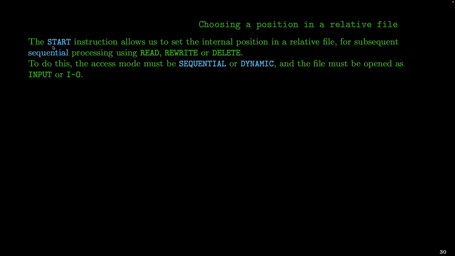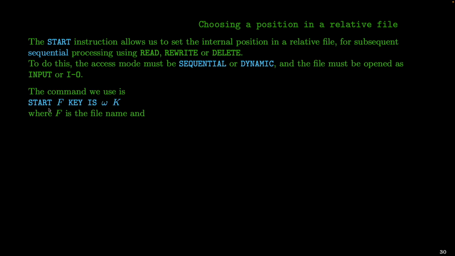Now, the start instruction is something we can use in a relative file, and this allows us to set the internal position in a relative file for subsequent sequential processing. This could be with read, rewrite, or delete. So this is for access modes sequential or dynamic, the two access modes where we can perform sequential processing. And the file must be opened as input or as I/O.